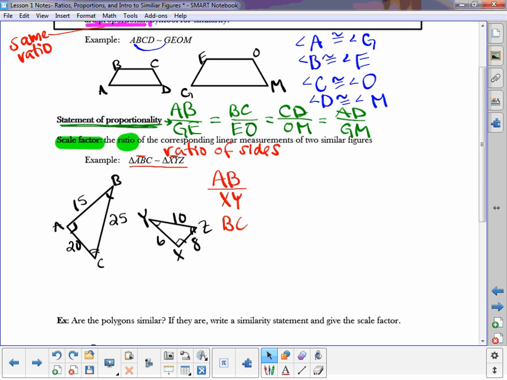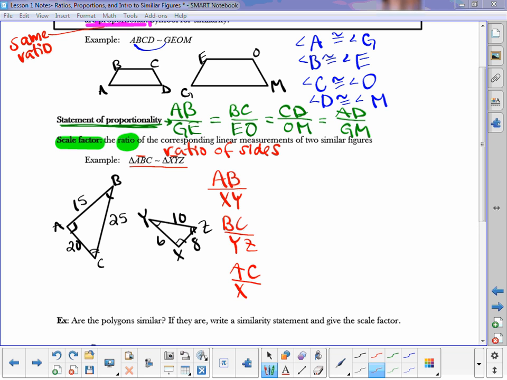Alright, so we have then that BC goes with YZ. What's my last statement? Go ahead and write down that last statement. Alright, so we said BC corresponds with YZ. And my last statement, AC, what does that correspond with? XZ. Now we were able to pull these three ratios, these three statements of proportionality, from my statement given here.